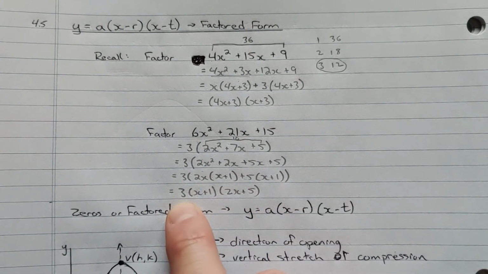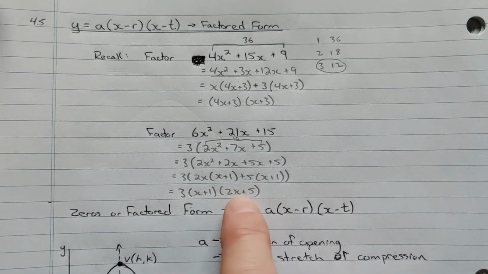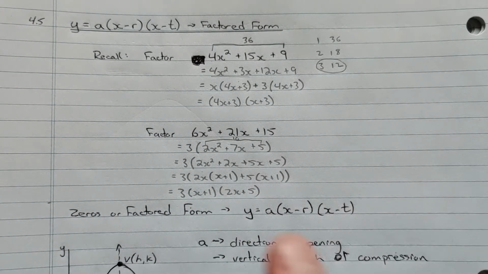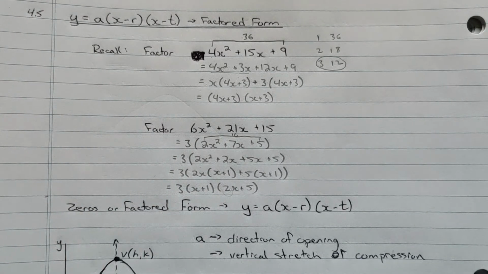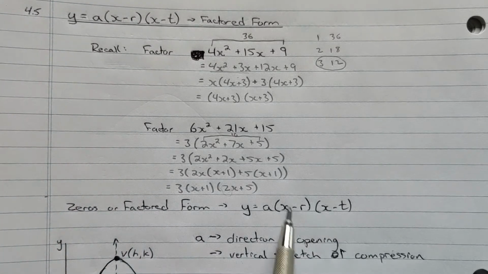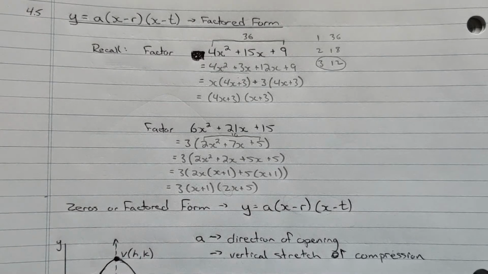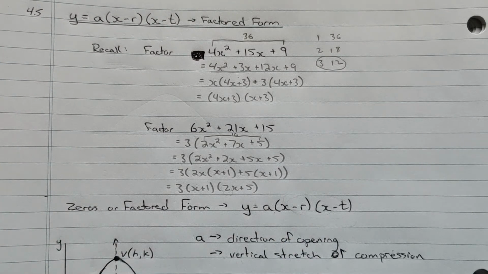There's our a value of 3, meaning this is opening up with a stretch. And then these will provide us with our zero values. Now, we're not going to quite look at the 2 portion here yet. We'll look at that in a later lesson. But we can find our values from here. So here we have the standard setup for our zeros or factored form: a, (x minus r), (x minus t). r and t are just numbers.